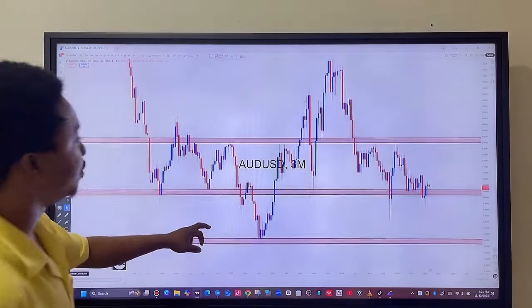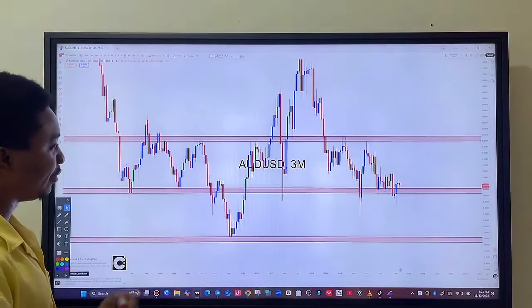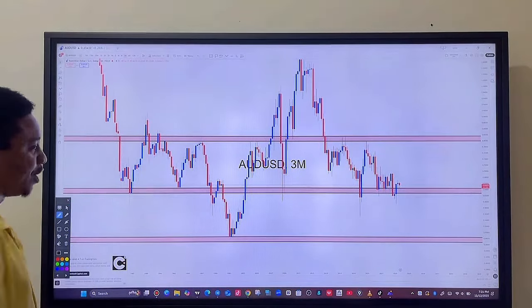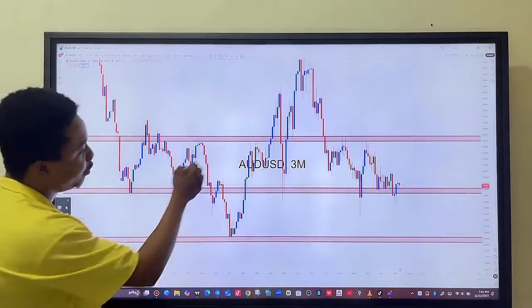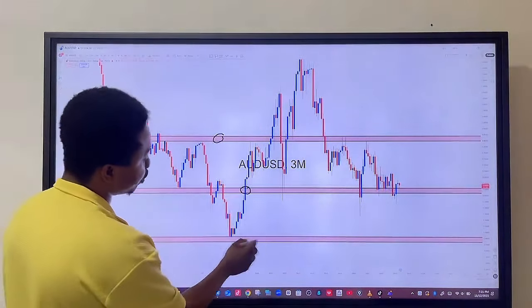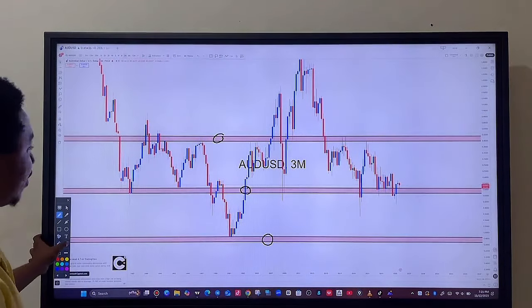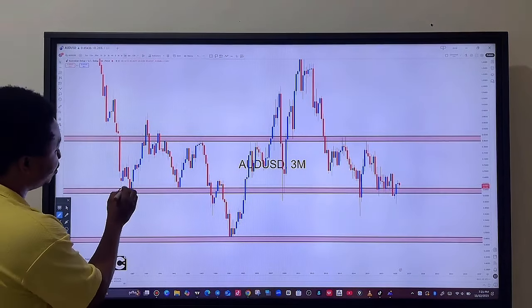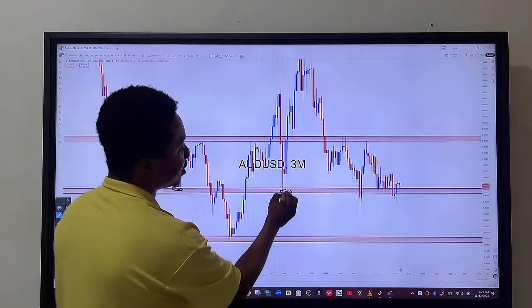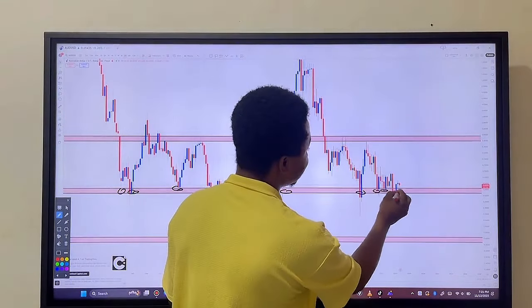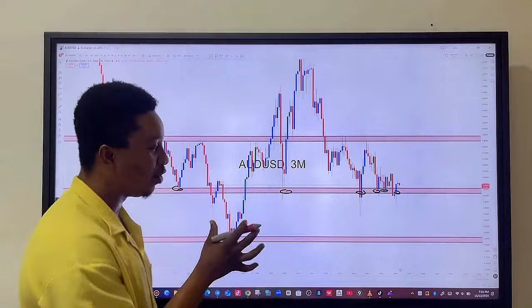Alright, so this is AUD USD also here on the 3 months time frame. On the 3 months time frame of AUD USD, we have the upper zone, the middle zone, and also the lower zone as well. What else are we seeing over here on the 3 months time frame? We are seeing a strong level of buy pressure on this support level of the 3 months, moving price to the upside time contact is made.